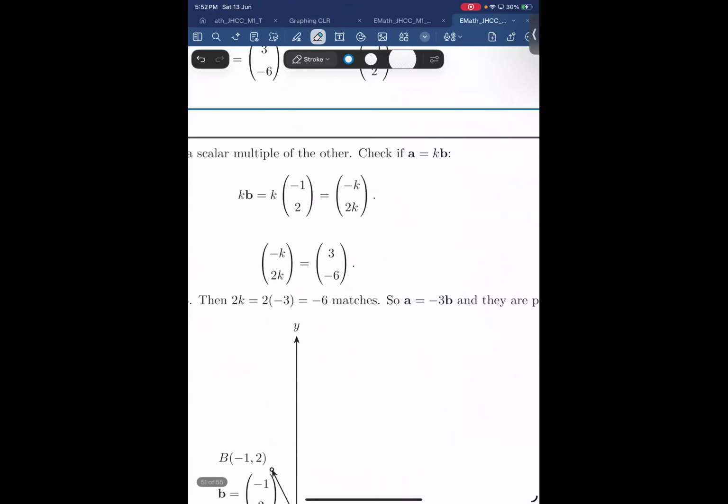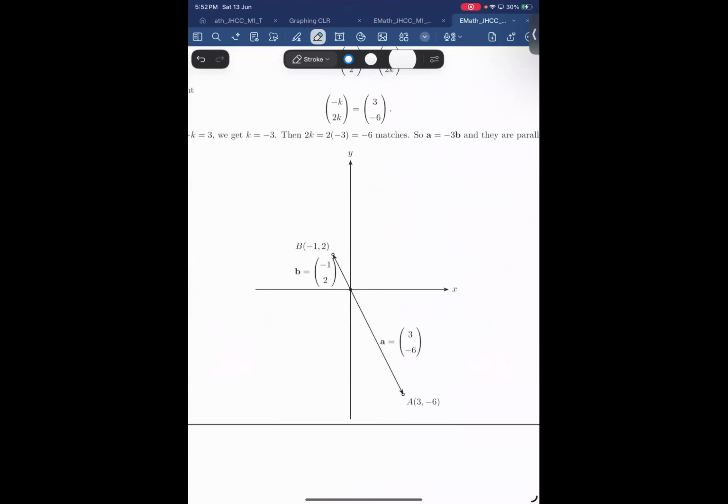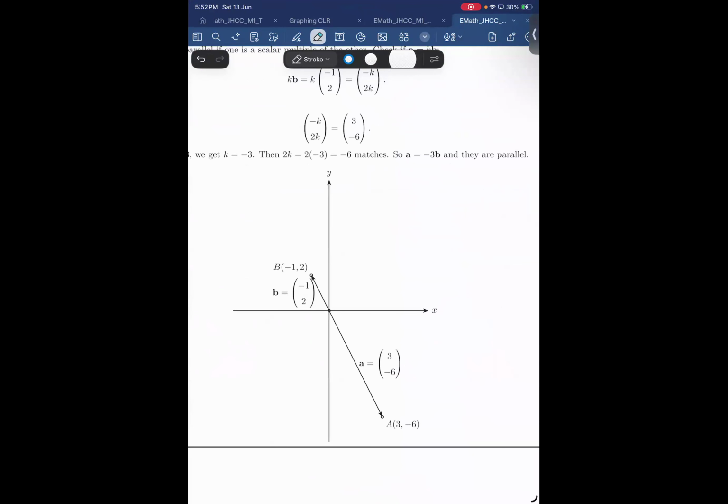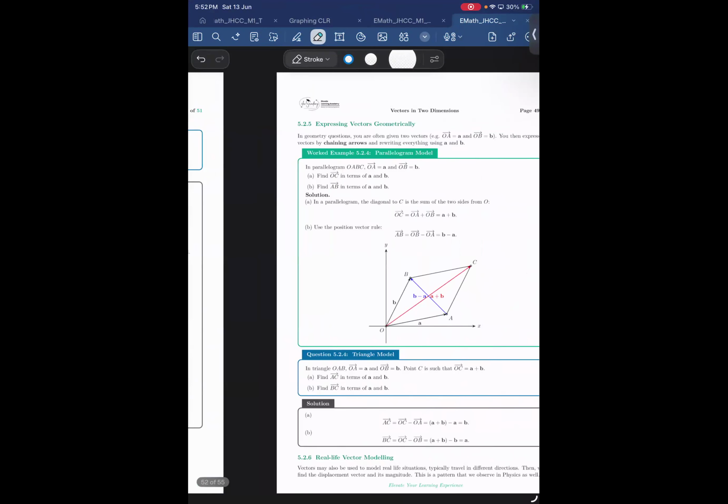So why are they parallel? You can see on the picture over here. If they are scalar multiples of each other, then they look like that. A basically is like a stretch. You stretch B by 3 times, and then you go in the opposite direction, because of the minus sign. The minus sign makes it go in the opposite direction. Then the number tells you how much longer you want it to be than the original.